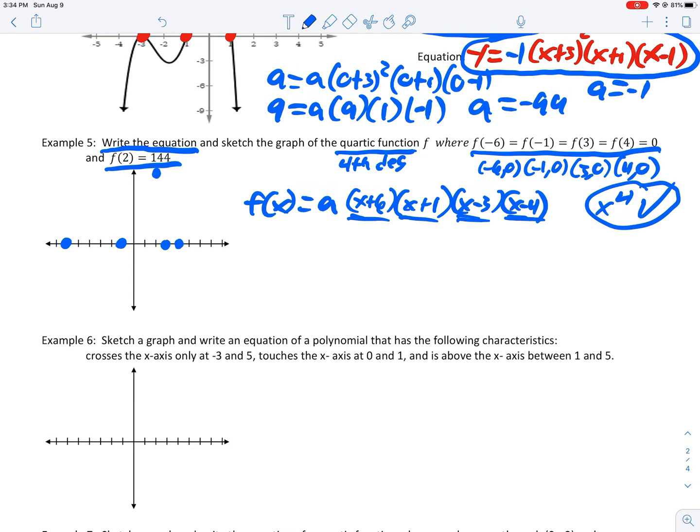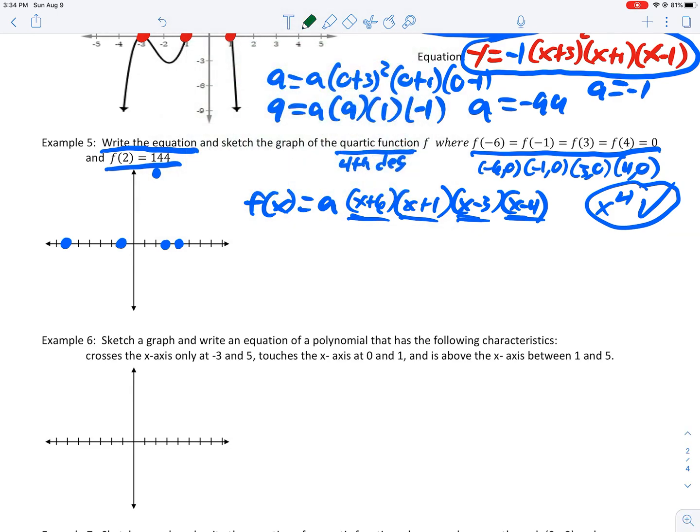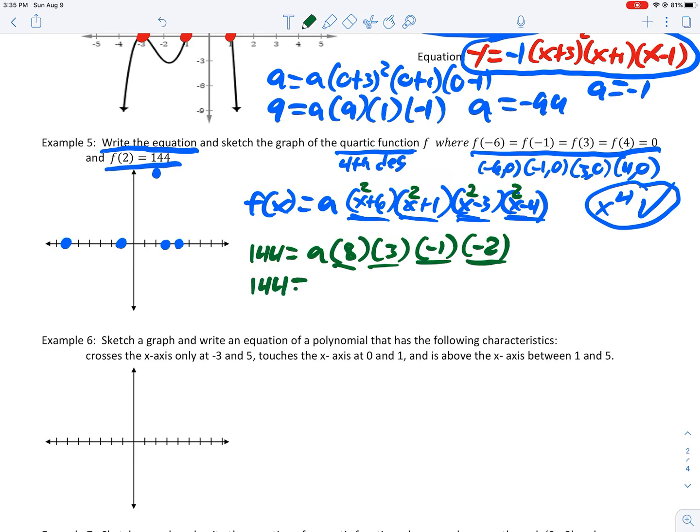So now the only thing I need left to finish the sketch is the end behavior. So I got to figure out A. So I'm going to plug in 144 and then 2 for x. So this would be 8. This would be 3, -1, -2. So if you plug in 2 for x, these are the 4 values I get. So 144 equals A.